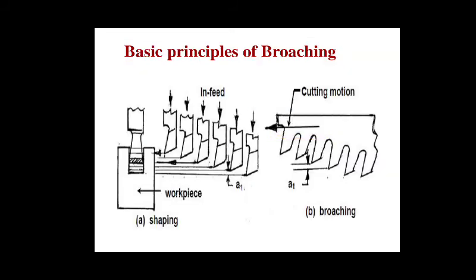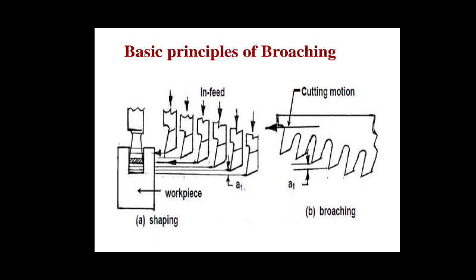In shaping, attaining full depth requires a number of strokes to remove the material in thin layers step by step by gradually infeeding the single point cutting tool, as you can see in figure B. Whereas broaching removes the whole material in one stroke only, by the gradually rising teeth of the cutter called a broach. The amount of tooth rise between the successive teeth of the broach is equal to the feed given in shaping.